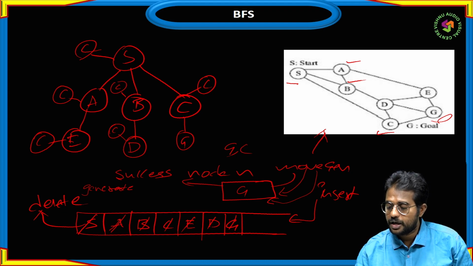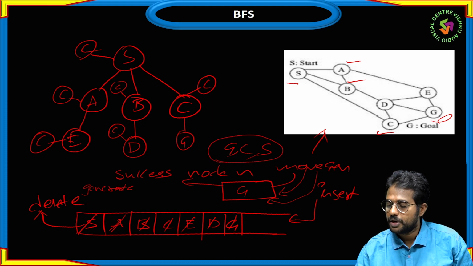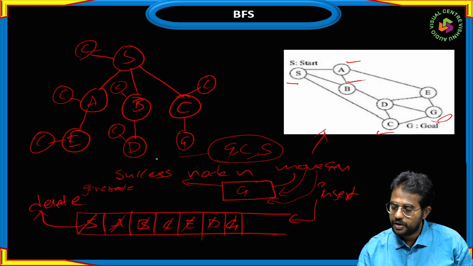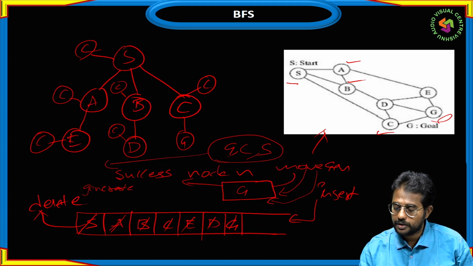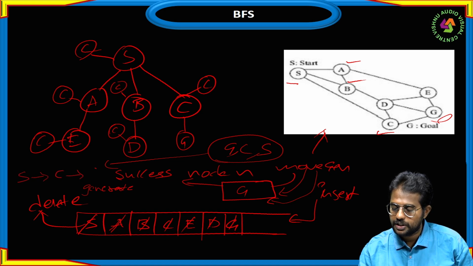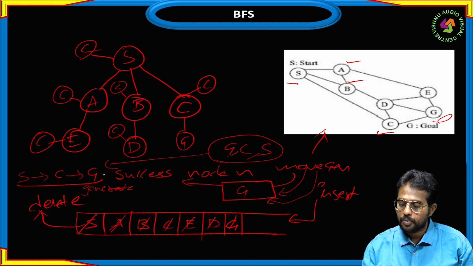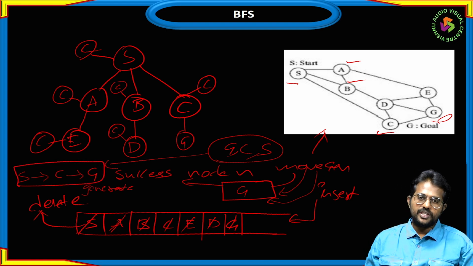This G was added to the search space by using C. This C is added from the search space by using S. So after I generate the path, I have to generate the path from S to C and C to G. So this is the path I am going to get by using BFS.